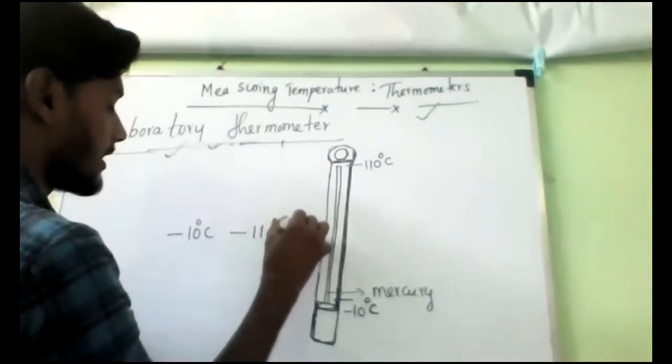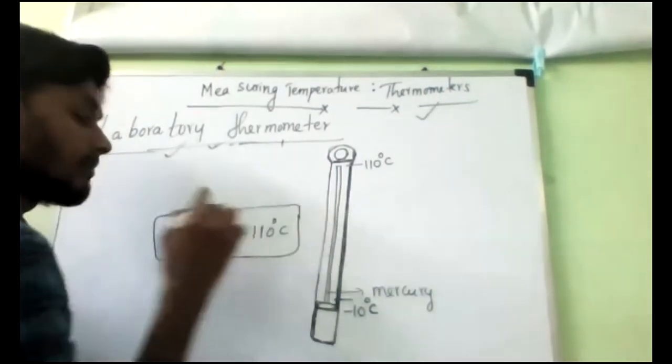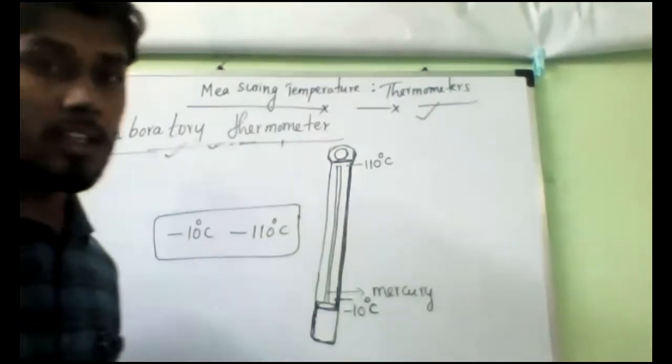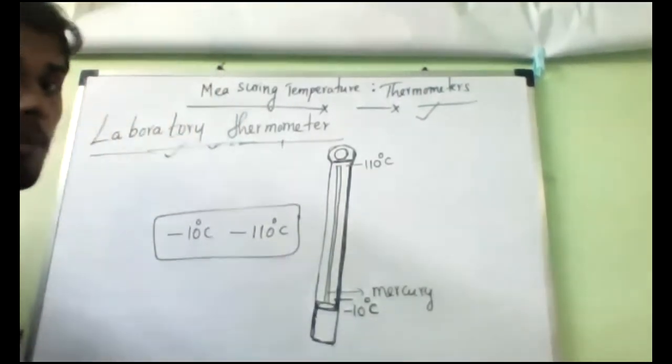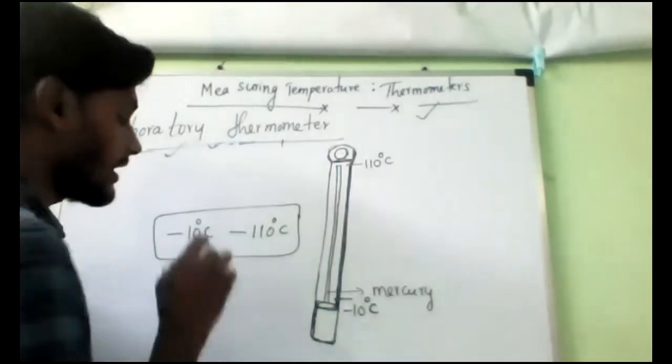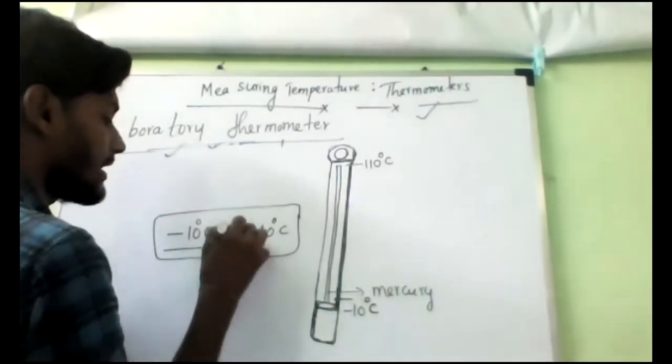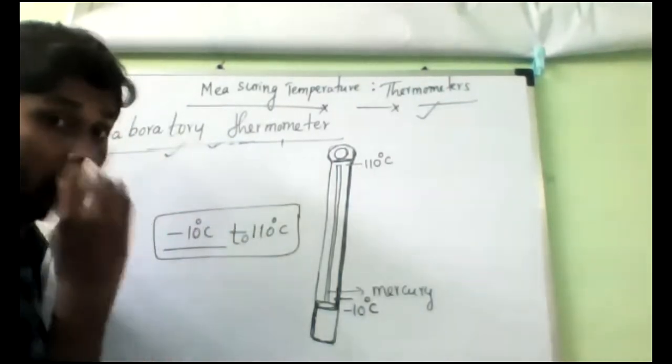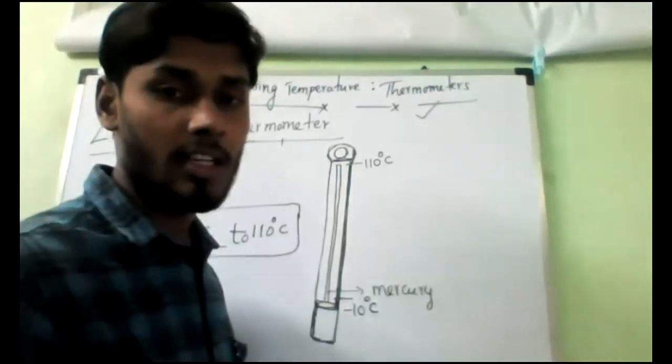110 degrees Celsius. Are you able to remember, all of you? Yes or no? So what is the range of this one? The range of a laboratory thermometer is generally from minus 10 degrees Celsius to 110 degrees Celsius. Do you understand, Ramari? Hari?